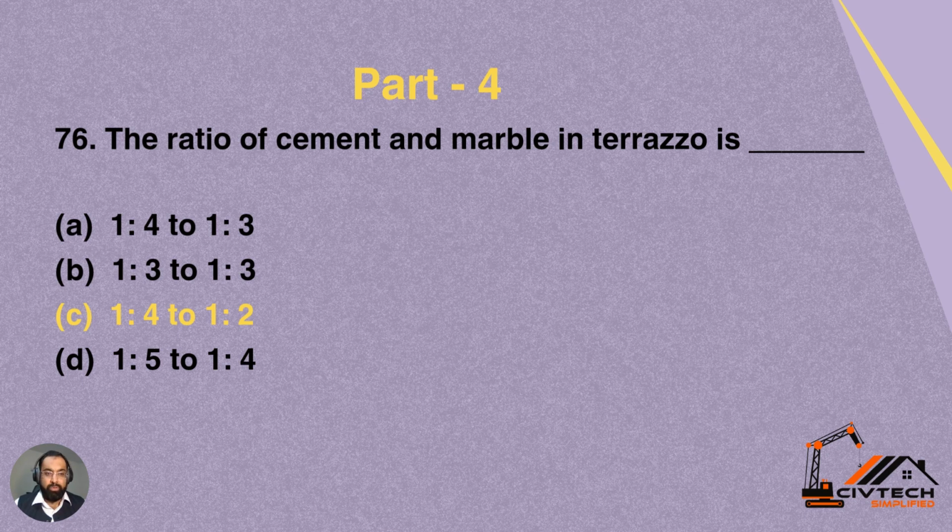For terrazzo flooring, we use a ratio of cement and marble as 1 is to 4 up to 1 is to 2.